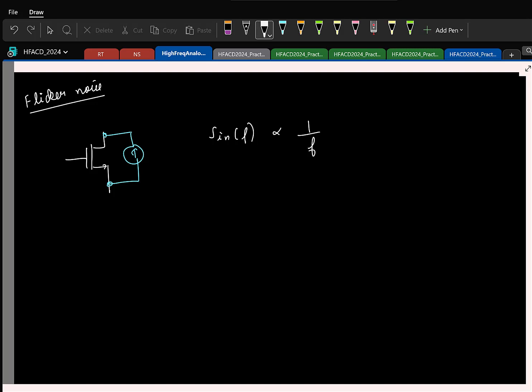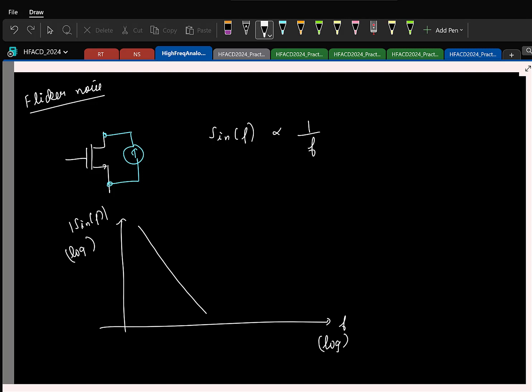So if I plot the magnitude of the power spectral density of this noise current in log scale, how will it look? It's going to have a minus 20 dB per decade kind of slope. Fine. Now this is only the flicker noise. You also have the thermal noise that is going to be constant. So the total noise current in a MOS transistor is the sum of these two. So basically if I sum these two, I'll have something like this, right?